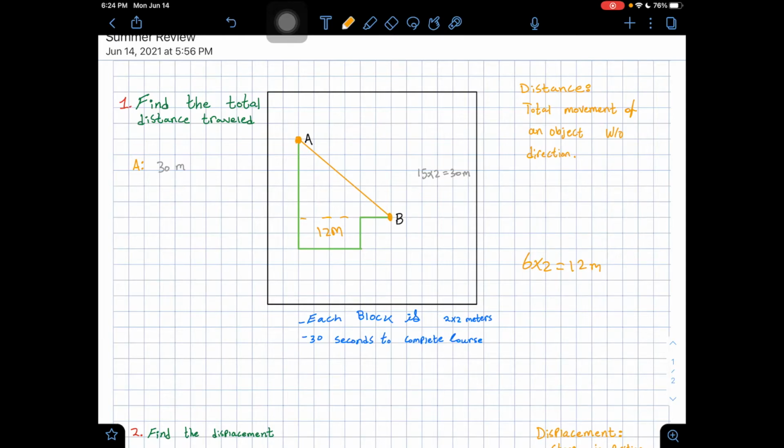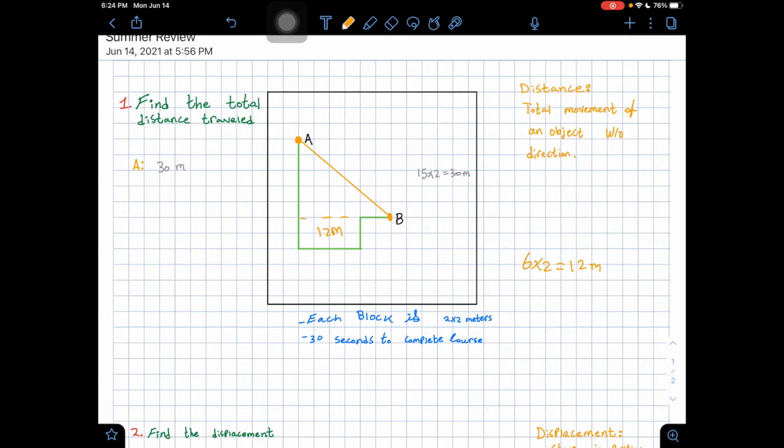Now we need our height for the Pythagorean theorem. The Pythagorean theorem is a squared plus b squared equals c squared, c being the hypotenuse, a being the length, and b being the base. So for our height, we're going to do the same thing we just did for the base.